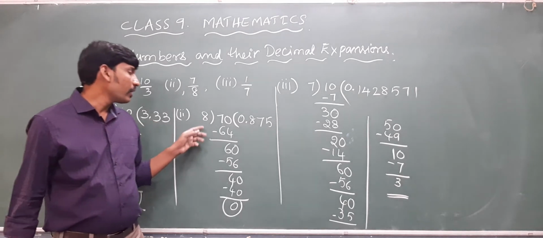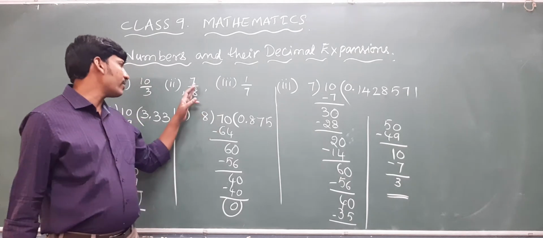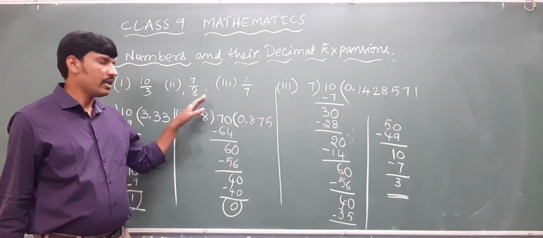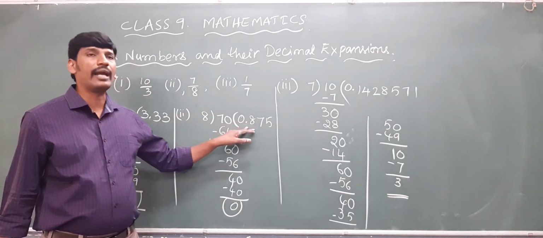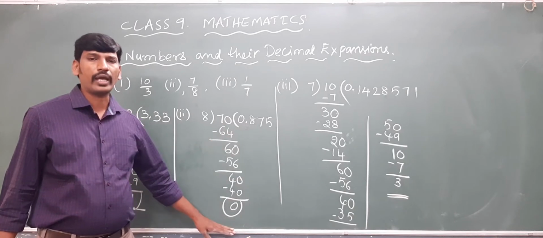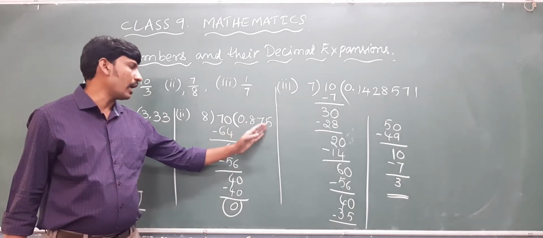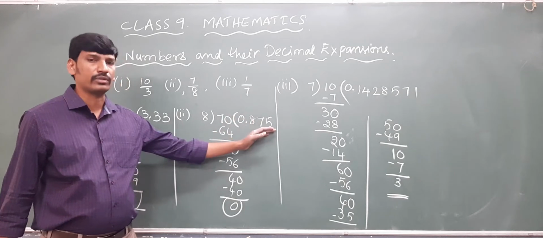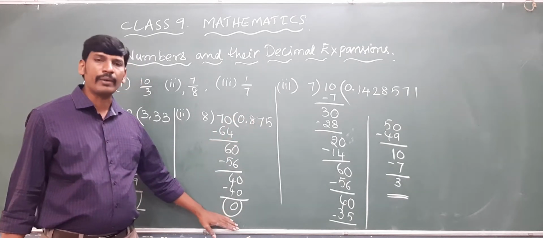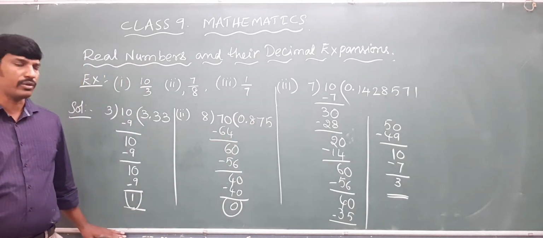Coming to the second case, when you divide 7 by 8, it ends with remainder 0. After some repetition, after some values, the remainder will become 0. In the earlier case, the remainder is not equal to 0.